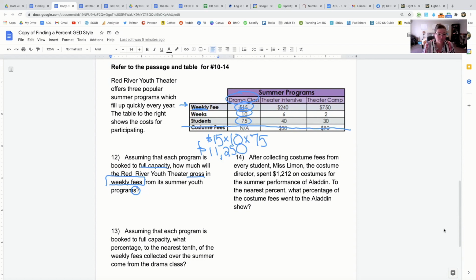We said that we were going to find the gross in weekly fees for all the summer youth programs. It didn't specify. It hasn't asked. We're going to assume all of them. Okay, so now let's go look at the theater intensive.